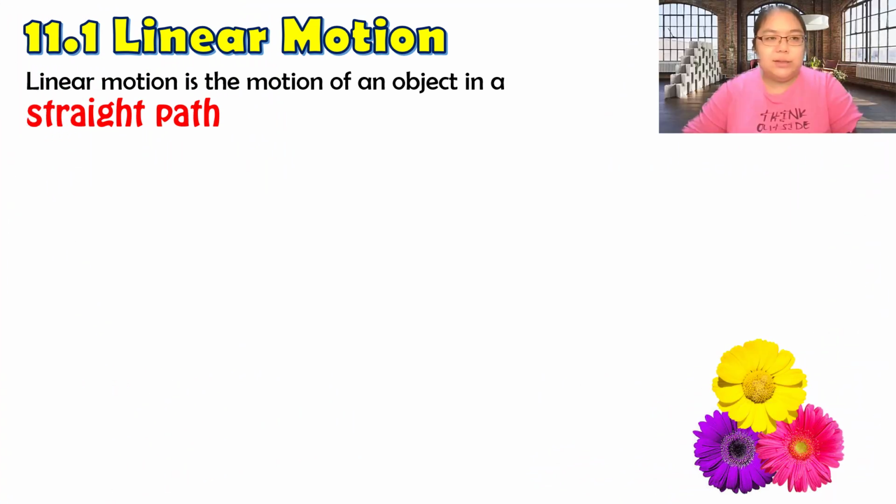Okay, first we're going to see what linear motion means. Linear motion is the motion of an object in a straight line, meaning the object is moving in a straight line. Okay, let's see the example.